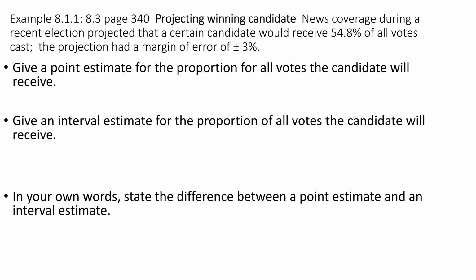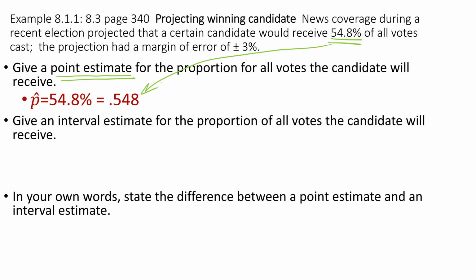Here is an example from a textbook about confidence intervals. You can pause this video and read the question. Point estimation. From the given information, we have that p hat equals 54.8%. So this is the point estimate for the proportion of all votes the candidate will receive.